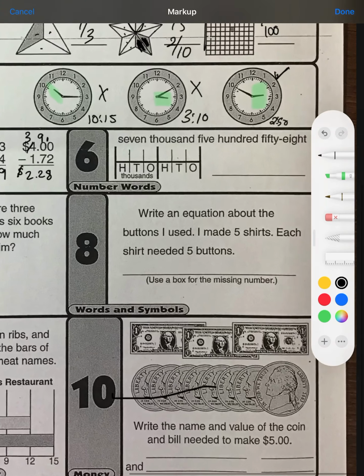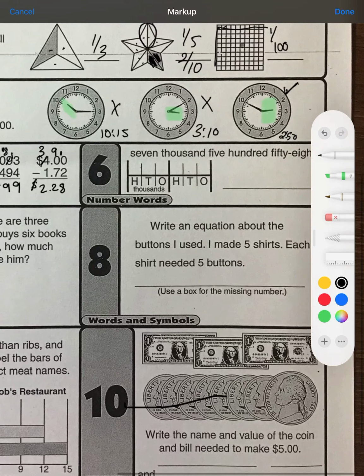Okay, write in the place value. 7,558. So this is our thousands, hundreds, tens, ones. So that is 7,558.